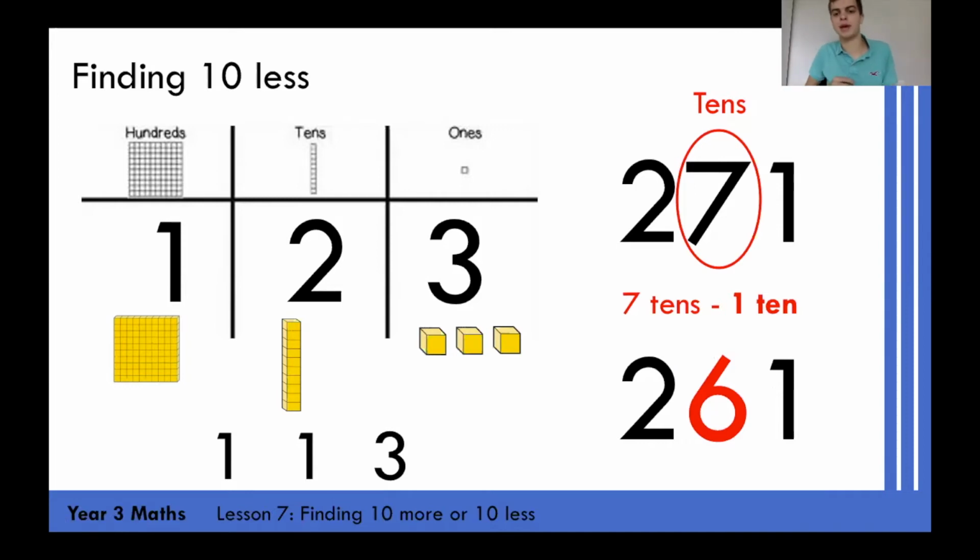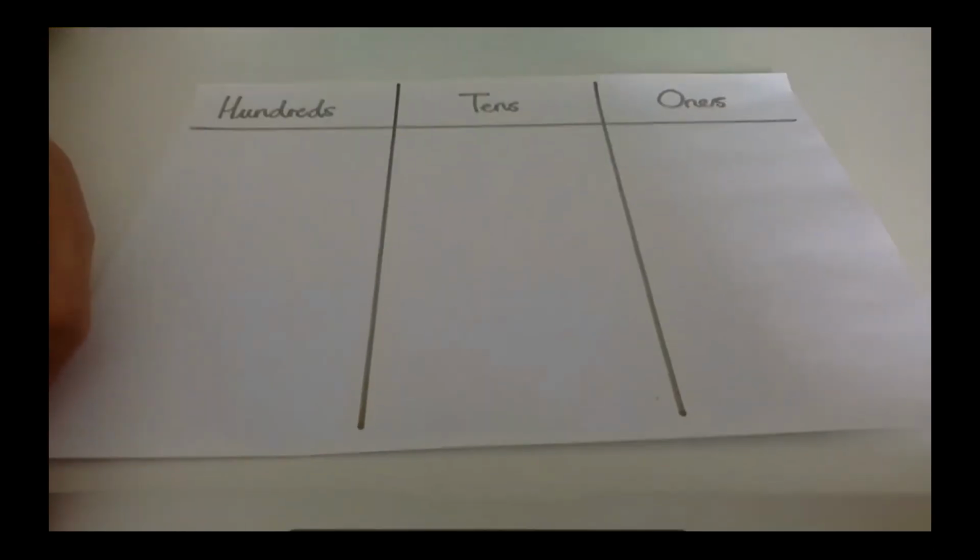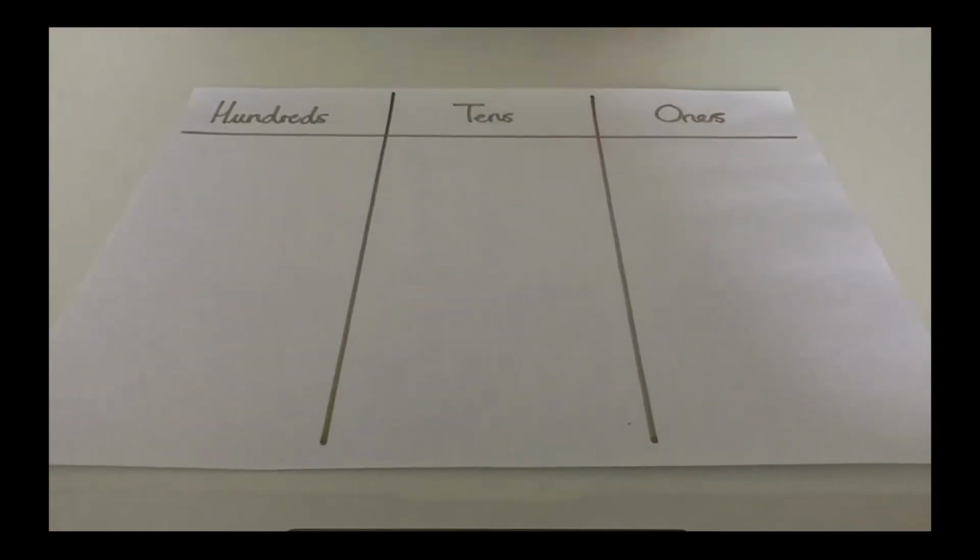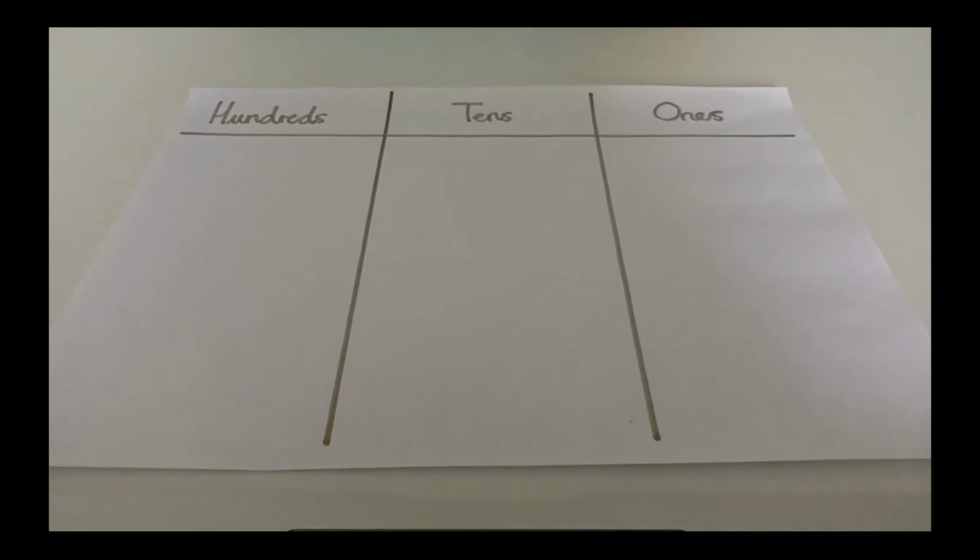Let's have a go together then. On your piece of paper, can you draw a place value grid of hundreds, tens, and ones? I will show you the one that I have got here. Fantastic. So here is mine. We should have hundreds, tens, and ones. And we're going to have a go at finding 10 more or 10 less than a number.